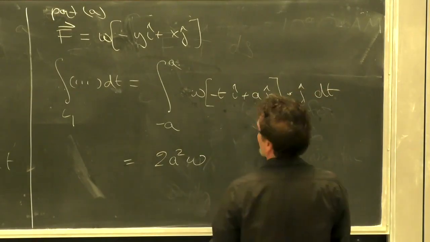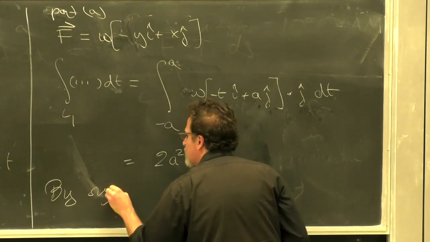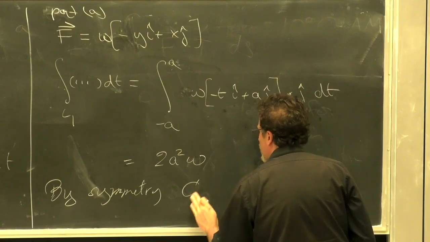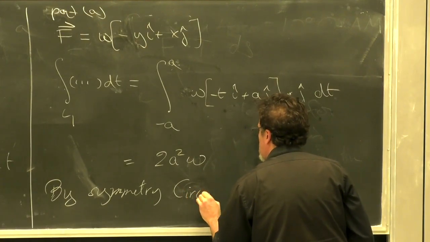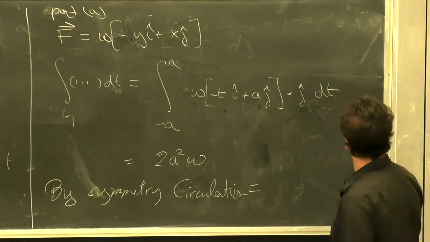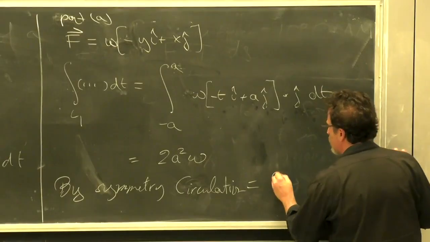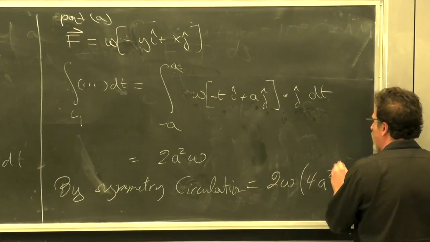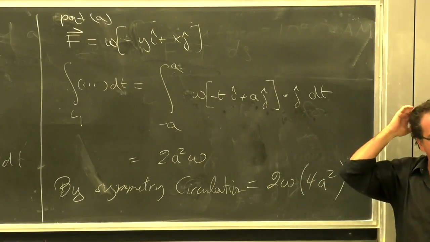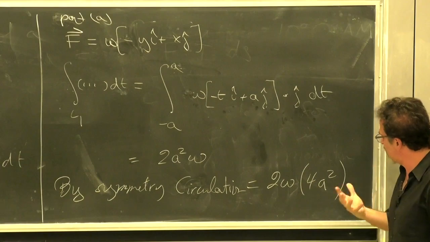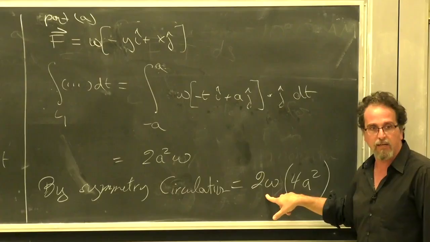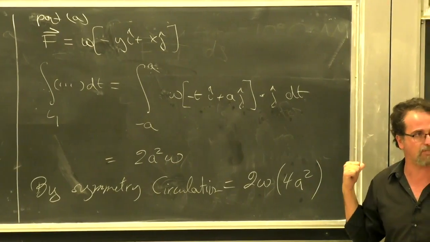Therefore, by symmetry, the circulation is equal to 4 times this. Okay? And if you don't mind me writing 4 times this, I'm going to write 2 omega times 4a squared. There's one from each of those 4 integrals, one from each of the sides of the square. And what you see is the circulation, in this case, comes out as the area of the square times 2 omega. And in the previous case, it was the area of the circle times 2 omega.